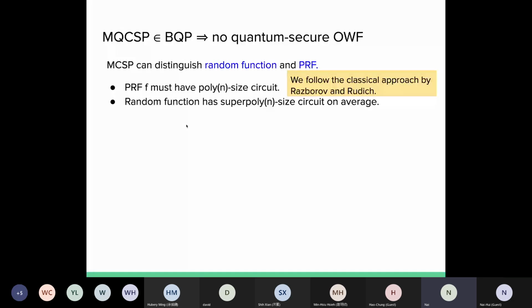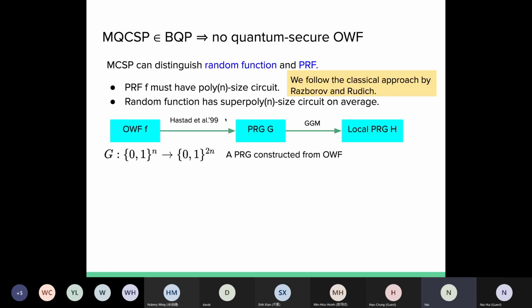But for a random function, it has a super polynomial size circuit on average. Like if you just randomly pick a function from all the functions, then that function must have super polynomial size circuit on average. So that's by some counting argument. There's a classical result shown by Razborov and Rudich in, I think, 1997, and it has been extended by Kabanets et al. in 2000.